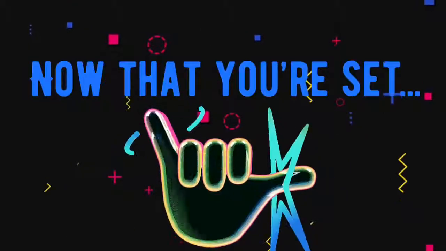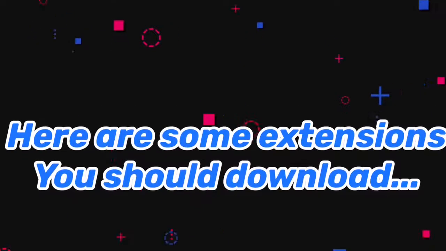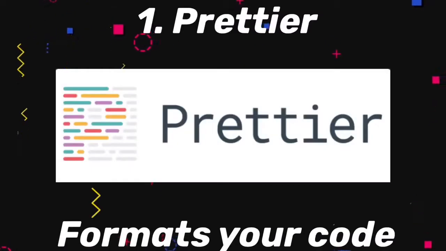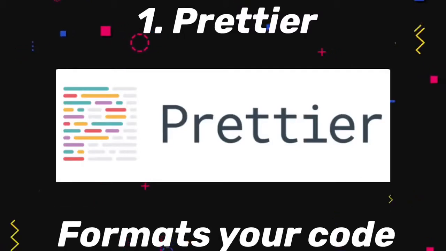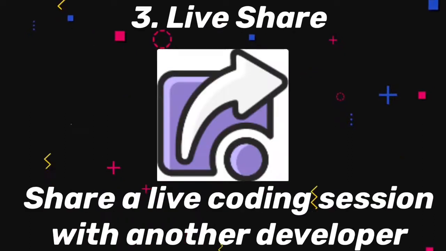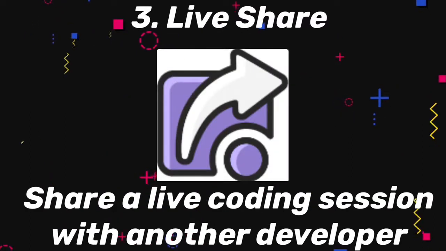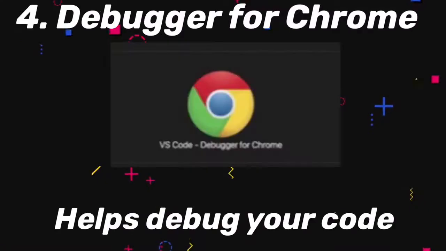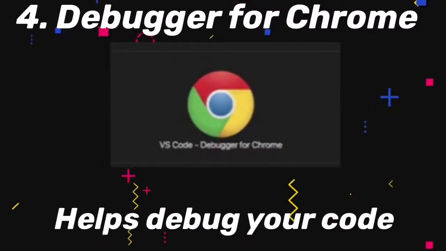And then once you're all set, here's a couple extensions you should download. Number 1, Prettier, which formats your code. Number 2, Live Server, hot reload functionality on your local server. Number 3, Live Share. You can share a live coding session with another developer. Number 4, Debugger for Chrome, which helps you debug your code.